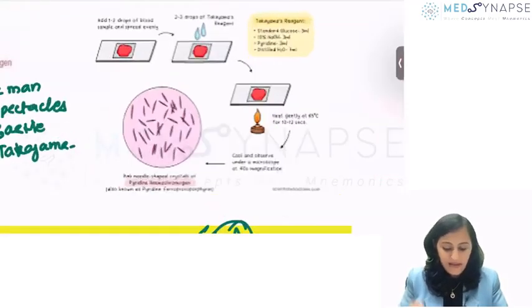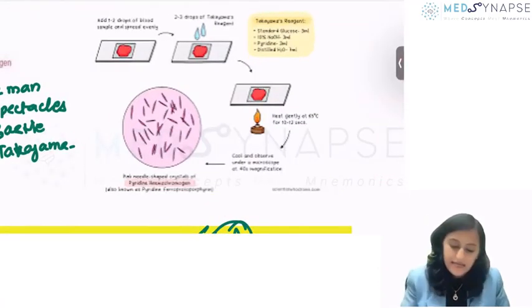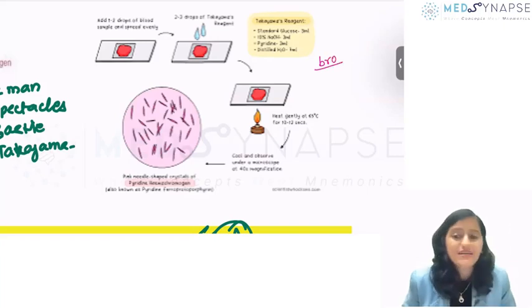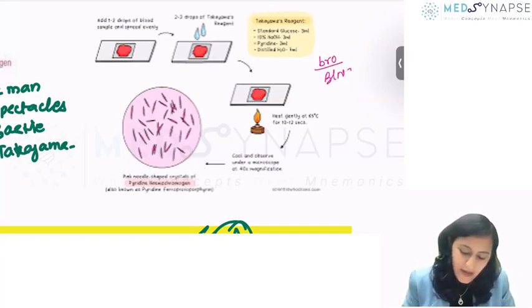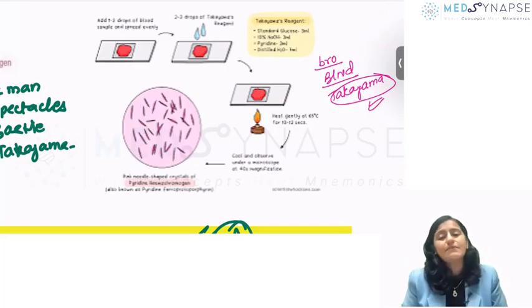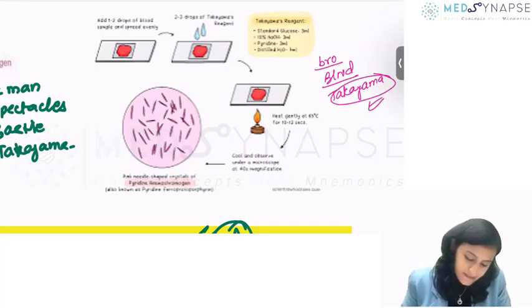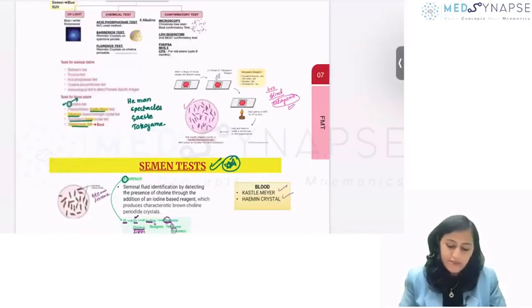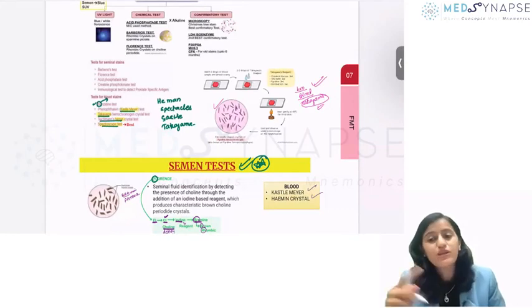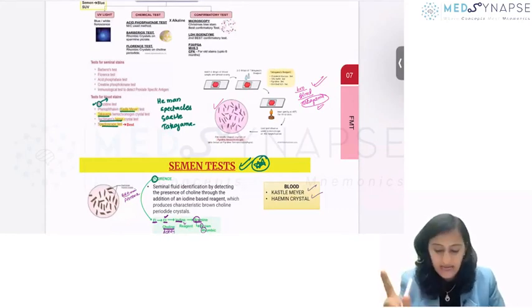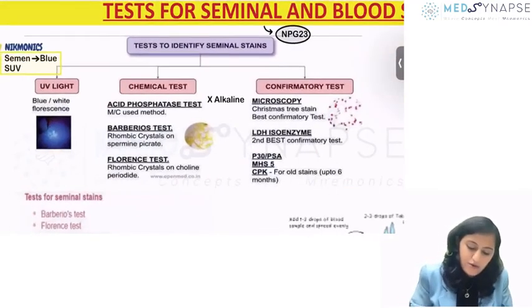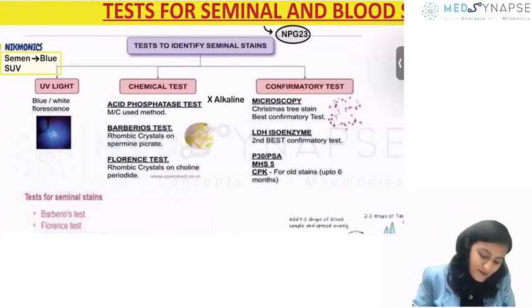Now, one test in blood can look similar to Florence's test, which also gives the brown rhombic crystals. Remember the blood test where this brown rhombic appears, what test is that? Takayama test. Okay, the Takayama test is like Florence's test. So this is how you'll get it. It can give pink or it can give brown. So this is one point that I wanted to highlight. If the blood test says brown rhombic, remember that is Takayama.